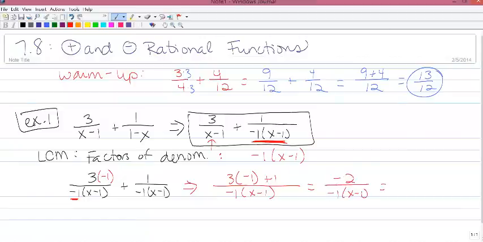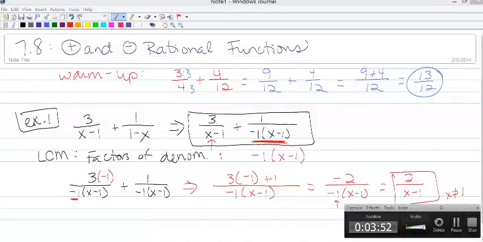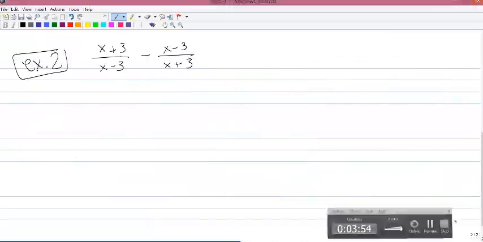From here, our two negatives become a positive. They divide out, so we're going to have a 2 over x minus 1. There's no need to write that 1 there since it's not doing anything. It's just the identity property. And there we go. And obviously, x can't be 1, otherwise that would make the denominator equal to 0, and we can't have that. So we finished our very first problem.